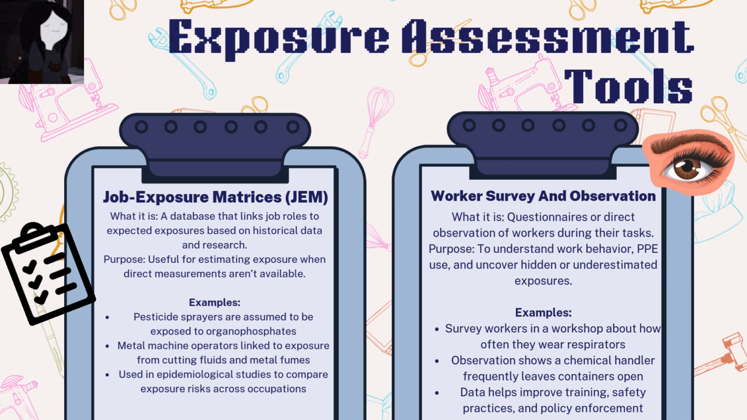For instance, surveys may reveal improper respirator use. Observation could show that a chemical handler leaves containers open. These insights help improve safety training and workplace policies. Together, these tools give us a more complete picture of workplace exposures, even when we cannot measure them directly.